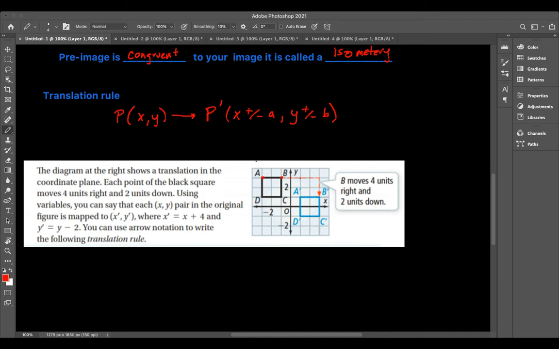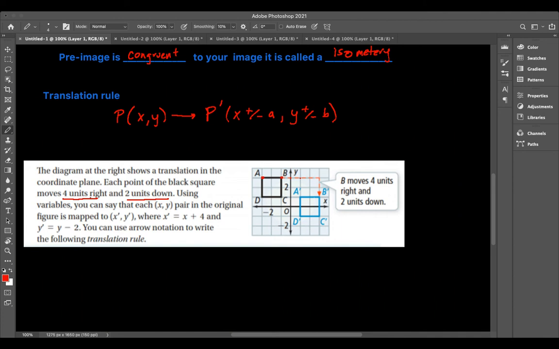Okay, so the diagram shows here a translation in a coordinate plane. So these are different coordinate points here, and here's a square. And here's another square that had a pre-image, and this is the new image. Okay, so each point of the black square is moved 4 units to the right, 2 units down. Using the variables, you can say that the pair of original figures map to x y prime, whereas x plus 4 and y minus 2. And then you can use the arrow notation to write the following translation rule.